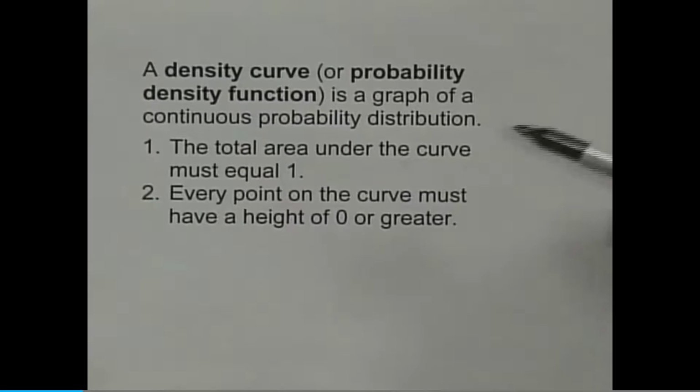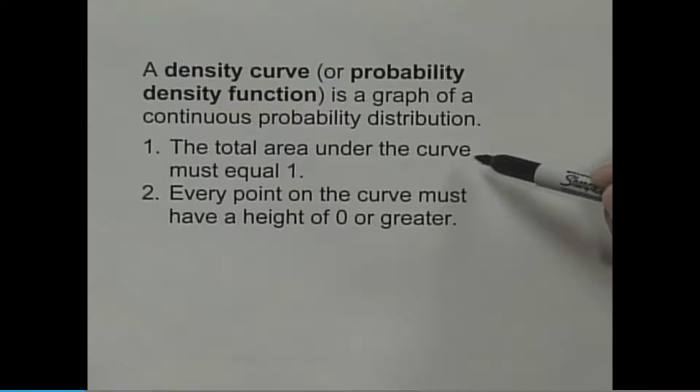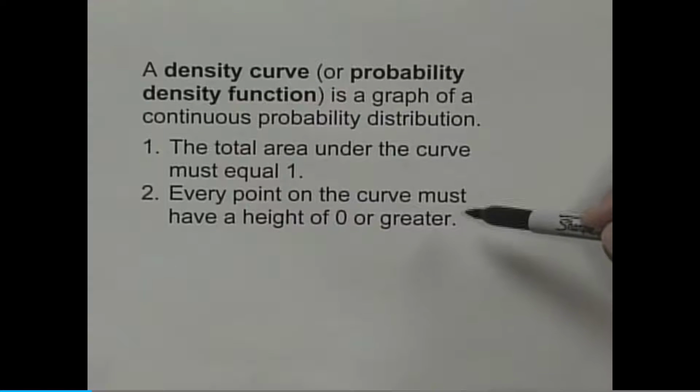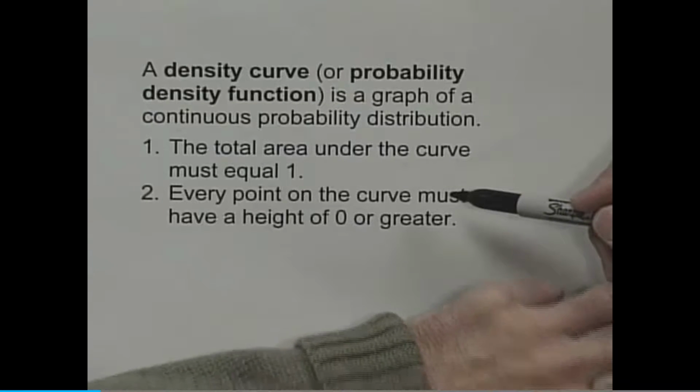First, instead of having the individual probabilities add up to 1, now for a continuous distribution we have a requirement that the total area under the curve must equal 1. And instead of having each individual probability being a number between 0 and 1, we have a requirement that every point on the curve must have a height of 0 or greater. So these are the requirements for a continuous distribution that are analogous to those for a discrete distribution.